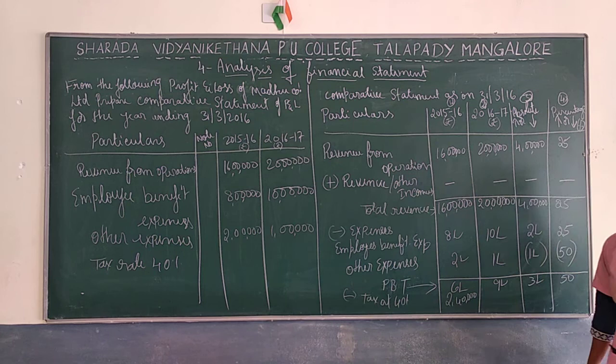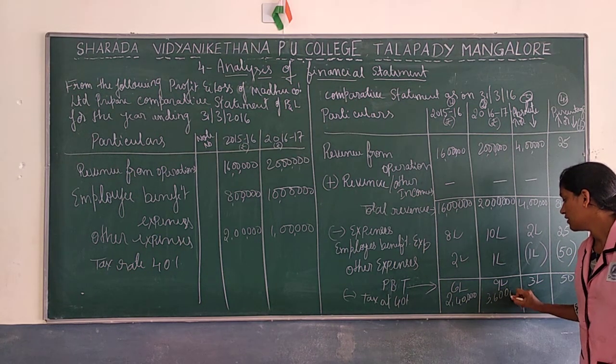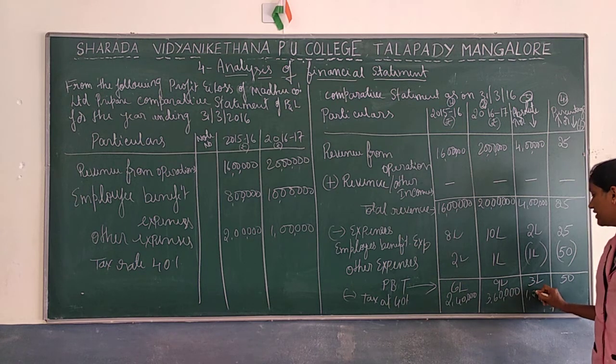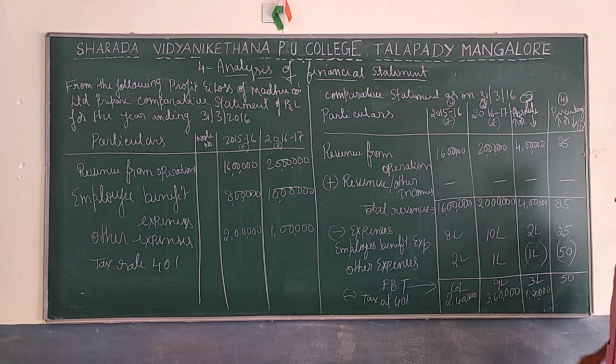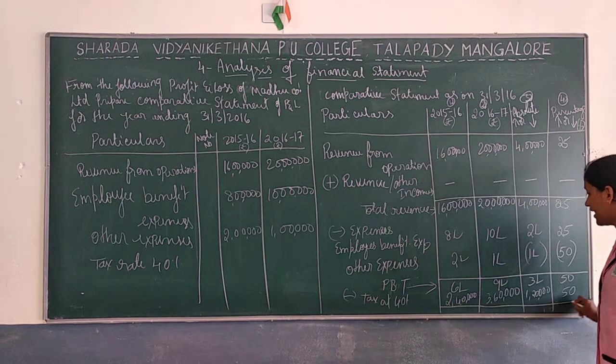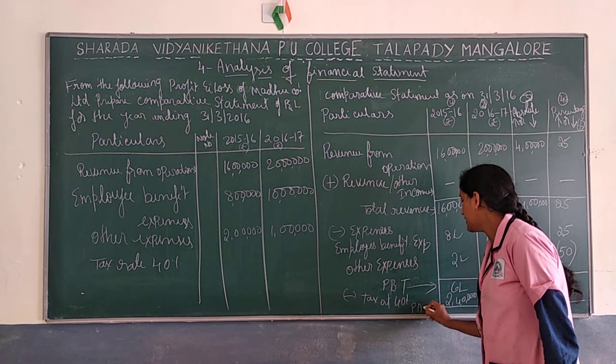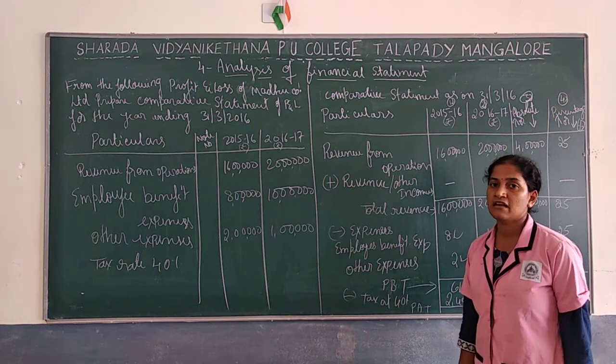Around 2 lakh 40 and 3 lakh 60. 1 lakh 20 rupees. 1 lakh 20. So from 1 lakh 20, if you divide by 2 lakh 40 and multiply with 100, you will get 50 rupees. Okay, now next you have to underline again whatever this is called as profit after tax or earnings after tax.